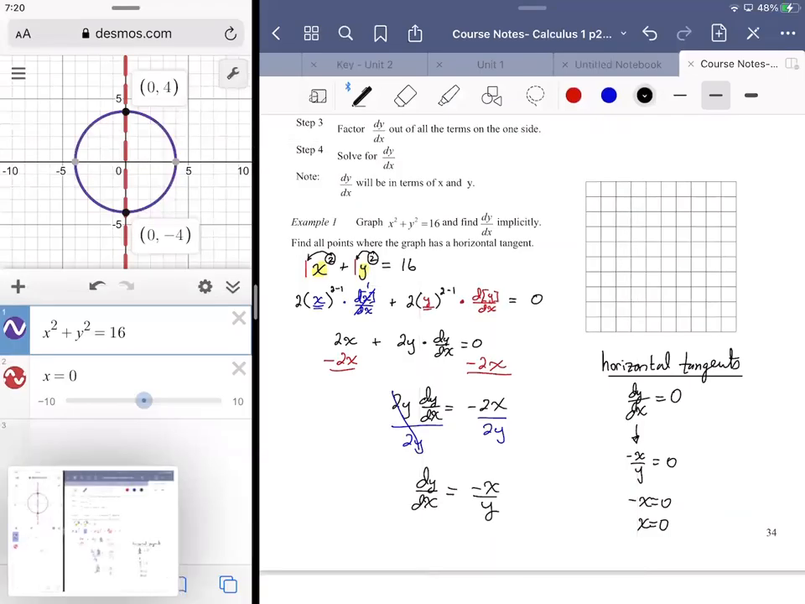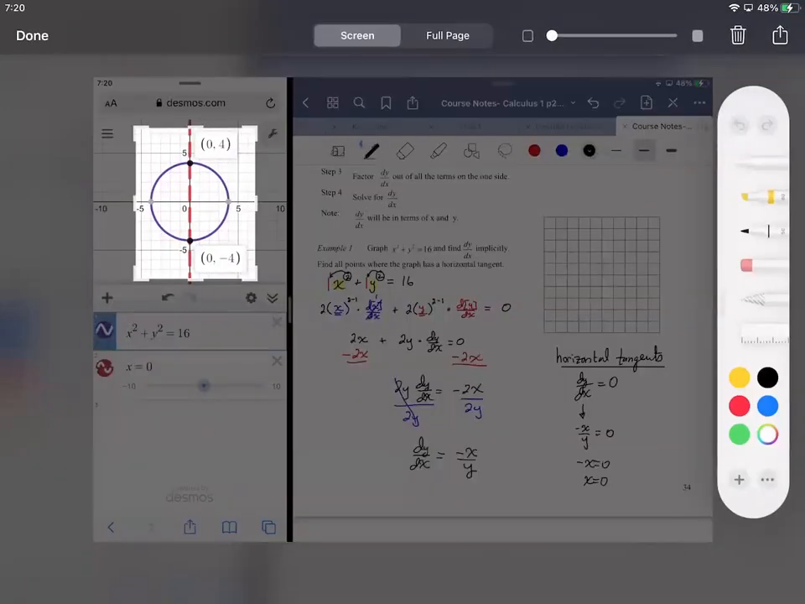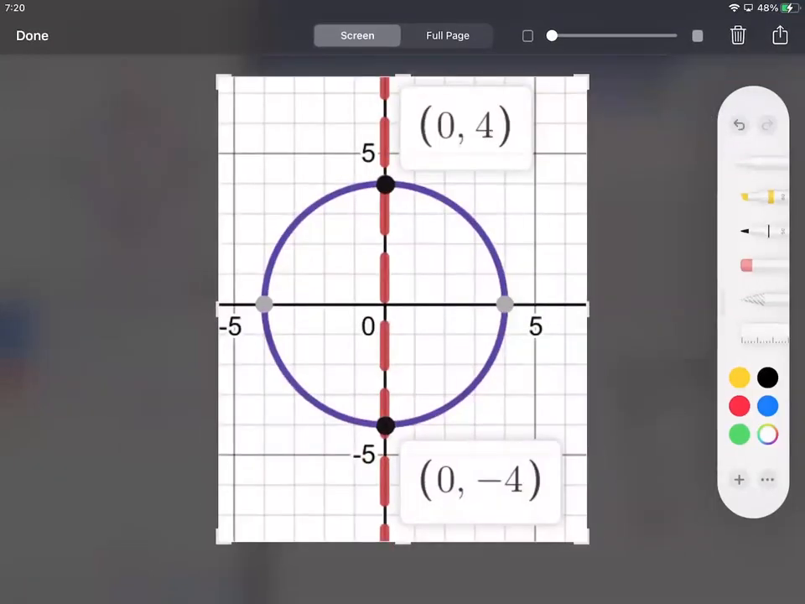So those would be instances in which the graph has horizontal tangents, because if I draw tangent lines at those locations, in order to touch in only one location, they would necessarily have to be horizontal lines.